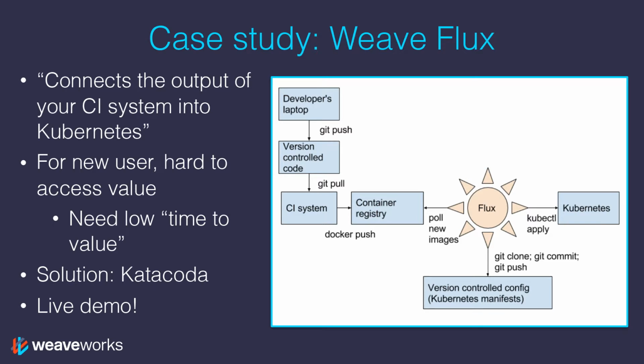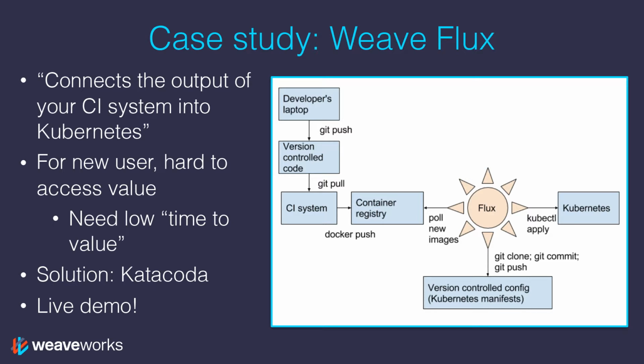So I'll give you a case study just quickly with Flux. I talked about Flux in that early diagram being this thing that helps you do continuous delivery. So it connects the output of a CI system into Kubernetes. So if users are using Kubernetes, a container orchestration framework, and they want to have a CI pipeline so that when people make changes to their app, they can automatically get deployed in Kubernetes.